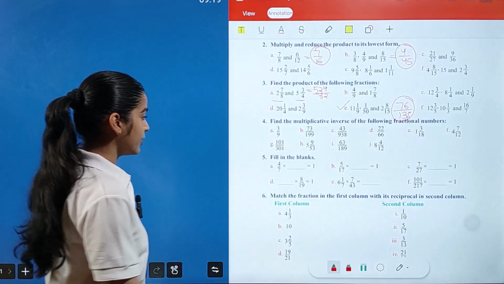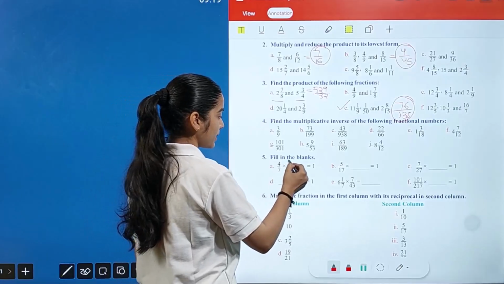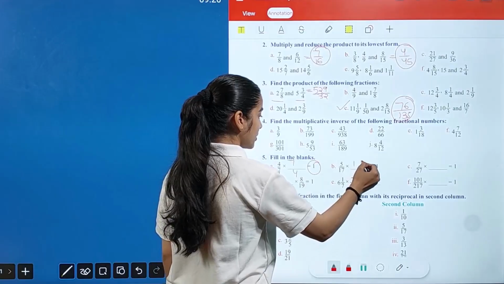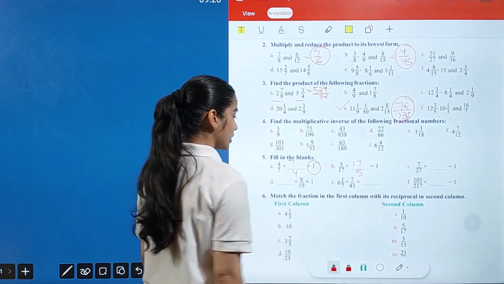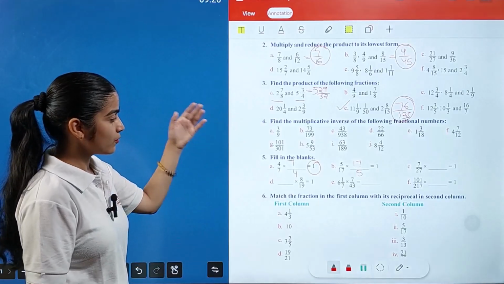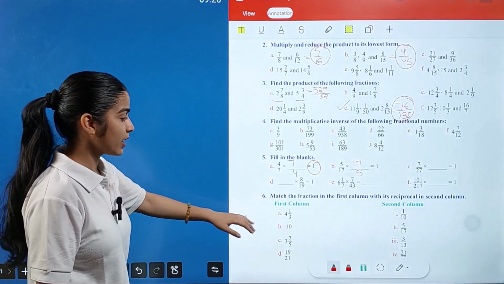Now question number 5, filling the blanks. 4 by 7 will be multiplied with 7 by 4. So you will get 1. 5 by 17 will be multiplied with 17 by 5. So you will get 1. So what you have to do, you have to do the same process as I do in question number 4 and get your answers in question number 5 as well.